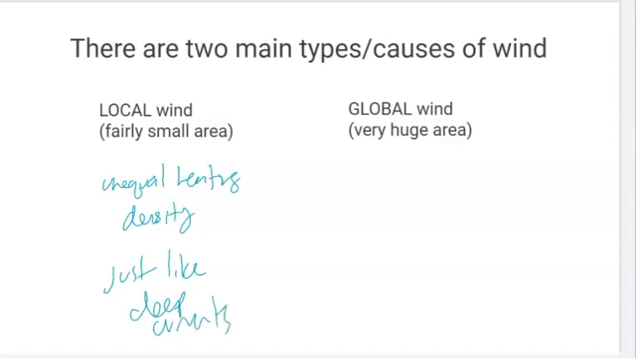And these are just like deep currents in the water. Global winds happen for different reasons, and they're like other things. So we haven't learned about those yet. But remember, the word local means like in one place. So they're in a fairly small area relatively. And global winds, just like they sound, are global, like all across the globe. They're very huge areas. The wind travels very far.